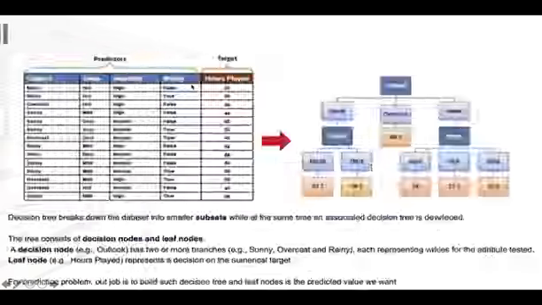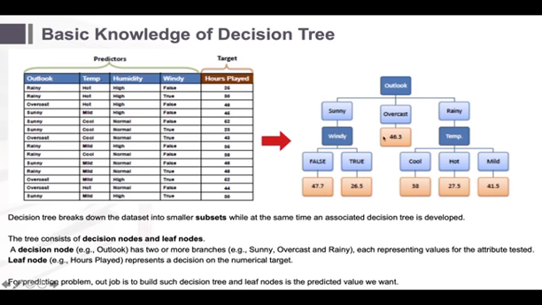Decision tree. A decision tree breaks down the dataset into smaller subsets, while at the same time an associated decision tree is developed. The tree consists of two kinds of nodes, decision nodes and leaf nodes. Outlook is a decision node, and it has three branches: sunny, overcast, and rainy. These branches represent values for the attribute tested. Orange nodes are leaf nodes. These values are our prediction.